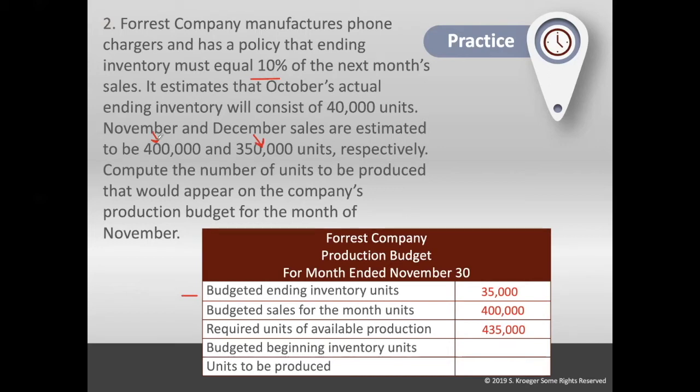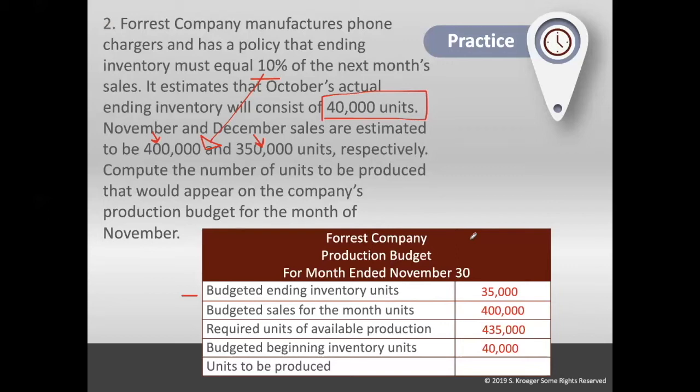Lastly, we'll subtract the amount of units we already had on hand. It states up here that October's actual ending inventory will consist of 40,000 units. Therefore, October ended with 40,000 units, so November started with 40,000 units. This is how many we had on hand. It is also 10% of what we planned on selling. We subtract this because we don't need to make these 40,000 units because we already had it on hand.